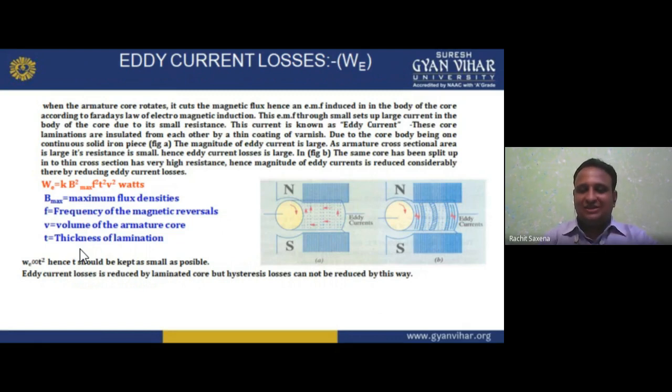Through this we can control the eddy current loss, but the hysteresis loss we can't reduce in this way. For that we use silicon steel, 5 to 7% silicon with steel.